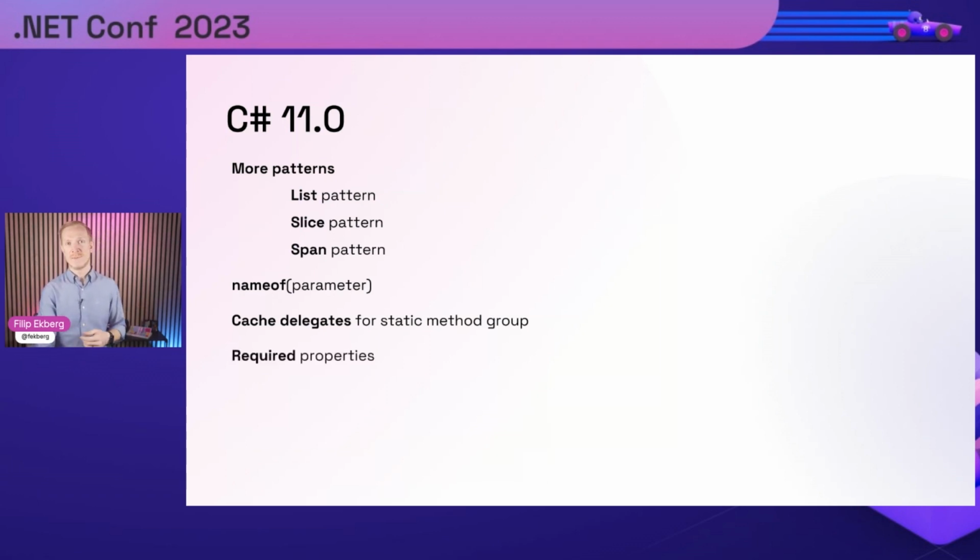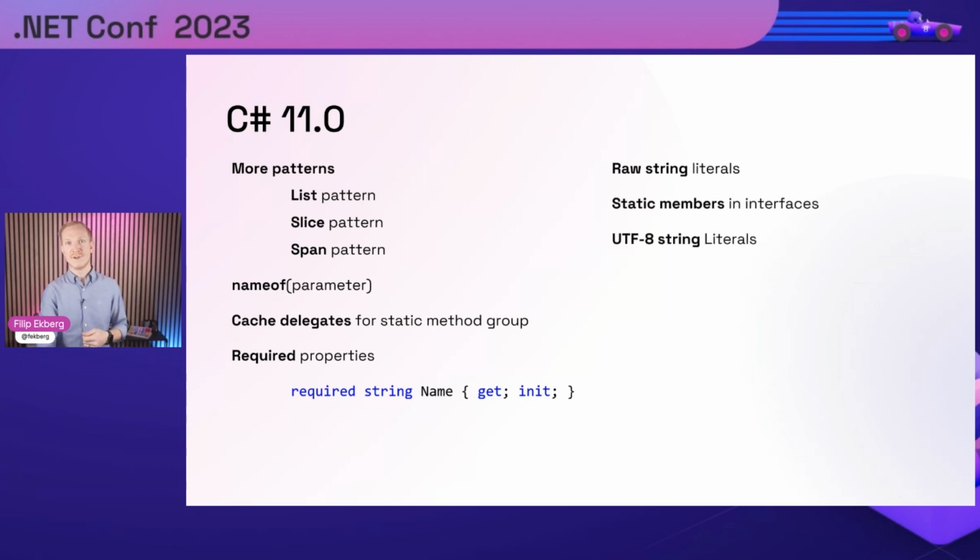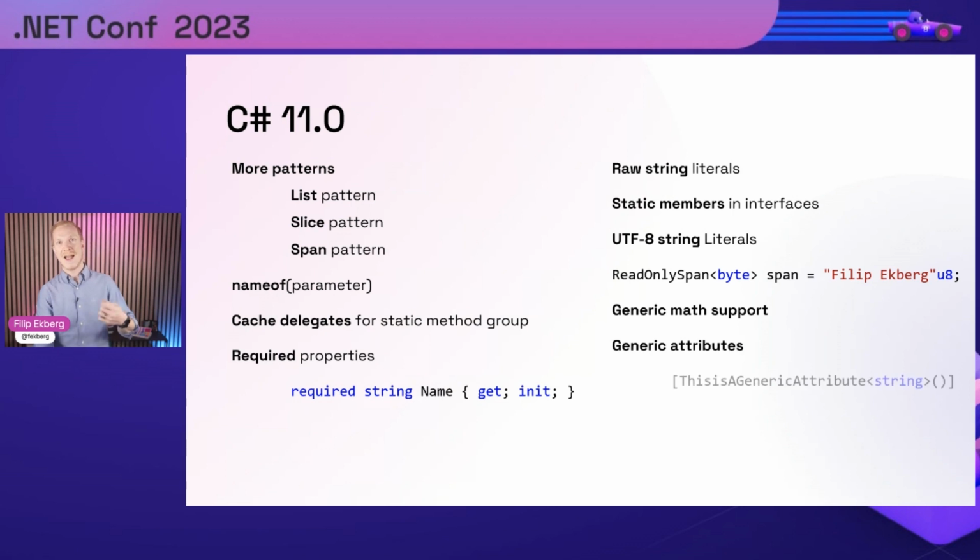We also got something called a required property. The required properties are also something that you will use together with the nullable reference types. And I'm going to talk more about this in just a moment. We got a thing called raw string literals, static members in interfaces, UTF-8 string literals, and generic math support, generic attributes.